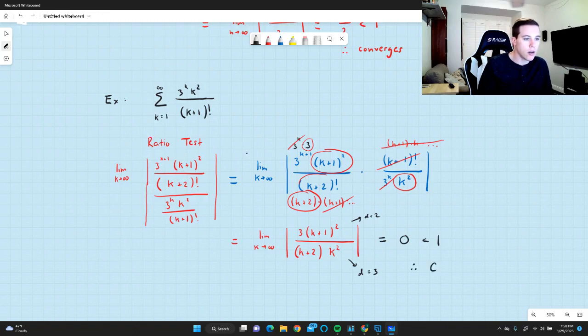Therefore, the original converges. So it turns out that factorial really is that fast growing, and it overpowers even a combination of things. So 3 to the k times k squared still isn't strong enough to overpower factorial. Factorial grows incredibly fast. But here's the ratio test to prove it.